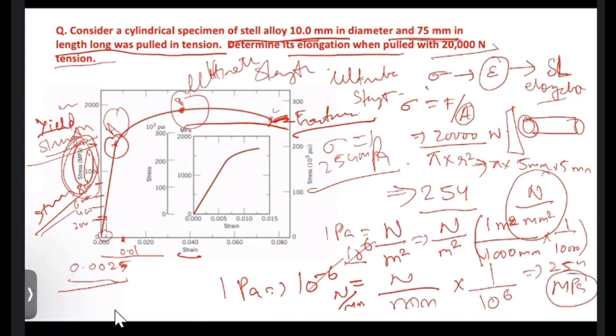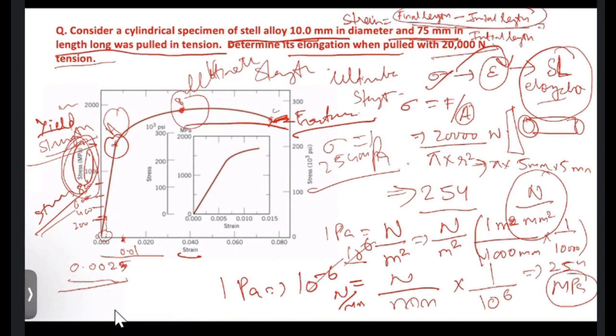Now I know stress. Now I know strain. Now my aim is to find the elongation. What is the formula of elongation? Strain is equal to final length minus initial length divided by initial length. This is delta L, and the initial length is already given, 75 millimeter.